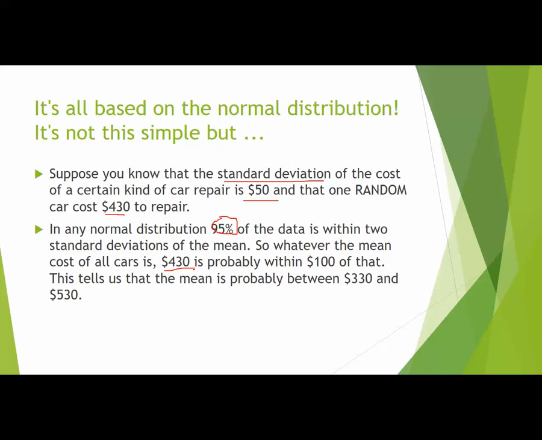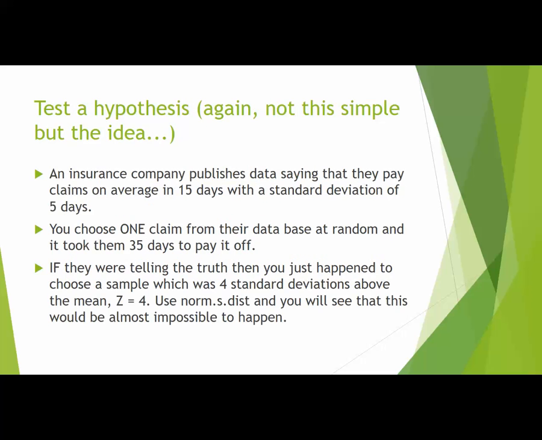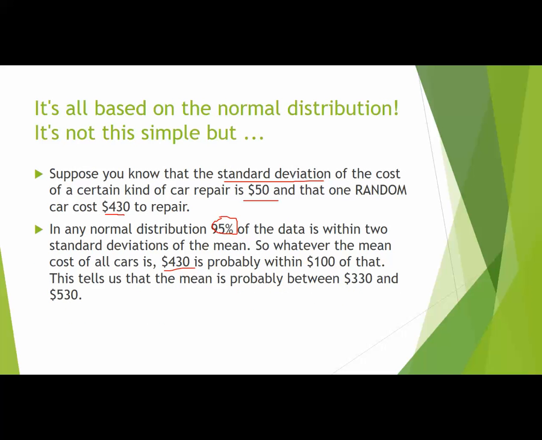We'll see this in more detail later, but the idea is most of the time any one number isn't too far from the mean. How far? Well, 2 times the standard deviation. So if one number is $430 and the standard deviation is 50, then this $430 is probably not more than $100 from the mean, and that would tell us that the mean had to be between 330 and 530. So that would be the big idea behind estimating: one number we can use to estimate the mean.